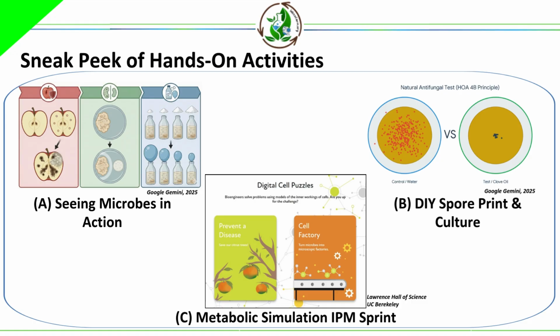Next, you'll make DIY spore prints from a powdery mildew-infected leaf onto agar plates, and compare fungus growth on a water control plate versus a clove oil-treated plate, calculating how much a natural product can actually slow a plant disease. Finally, you'll go digital with the metabolic simulation IPM sprint, using the digital cell puzzles available online via the UC Berkeley Lawrence Hall of Science to tweak cell-level processes inside plants or microbes, run virtual experiments, and then translate your best strategy into an IPM pyramid and field action threshold for real citrus systems.